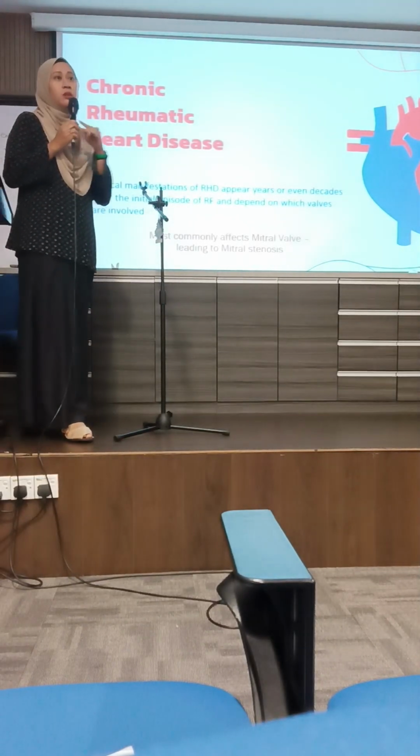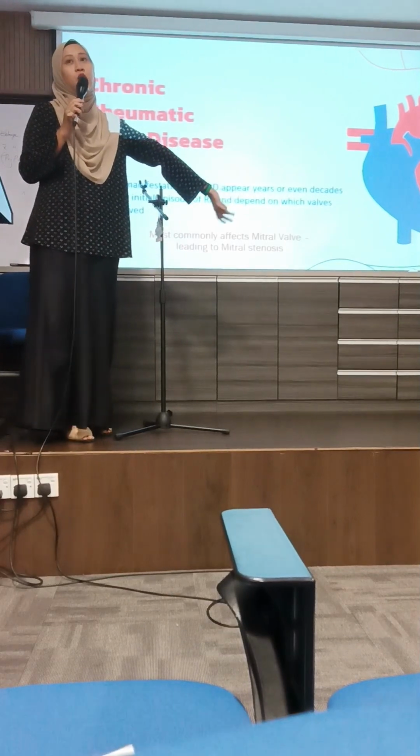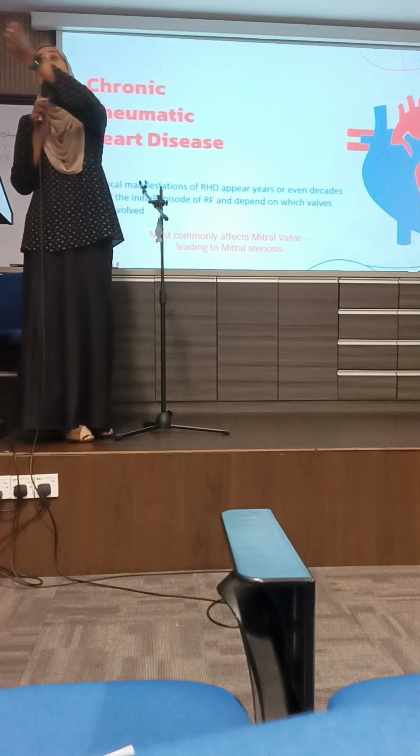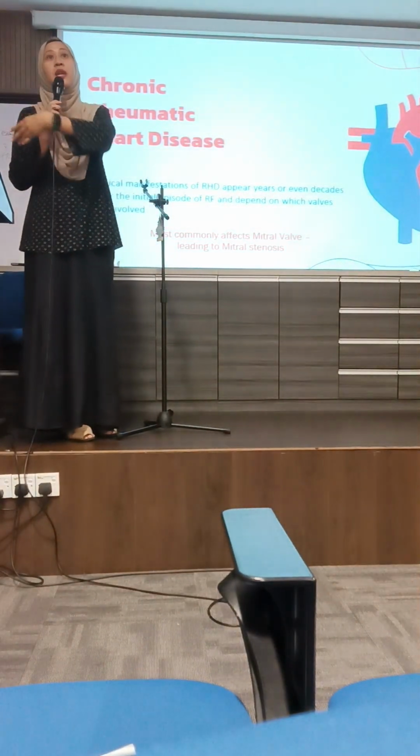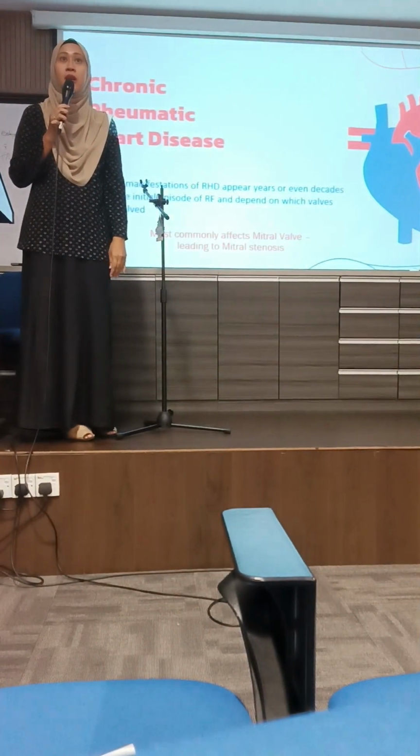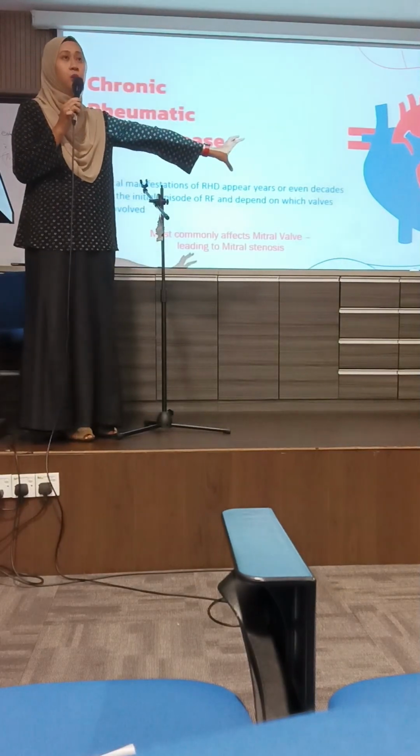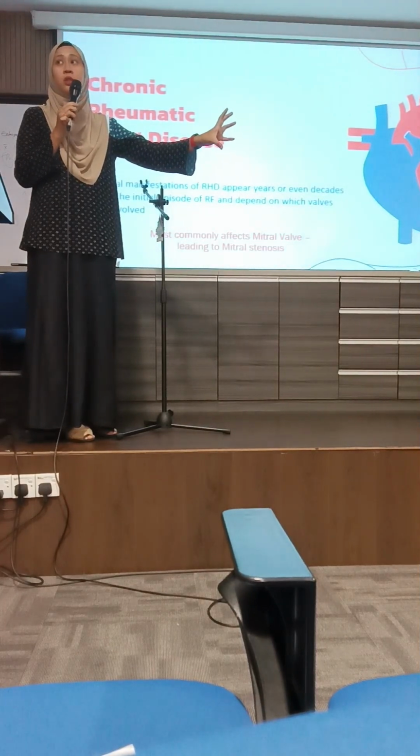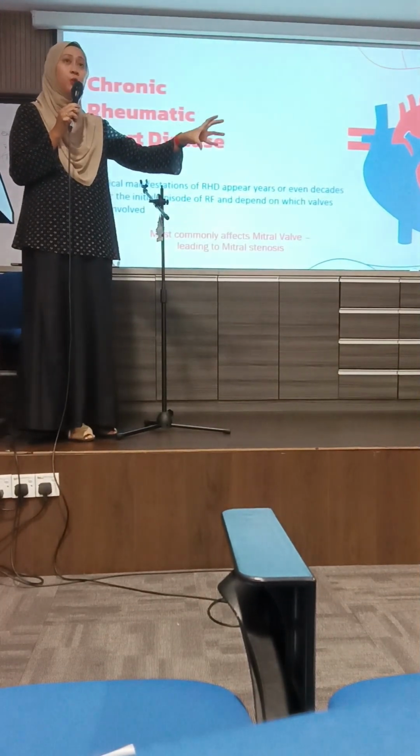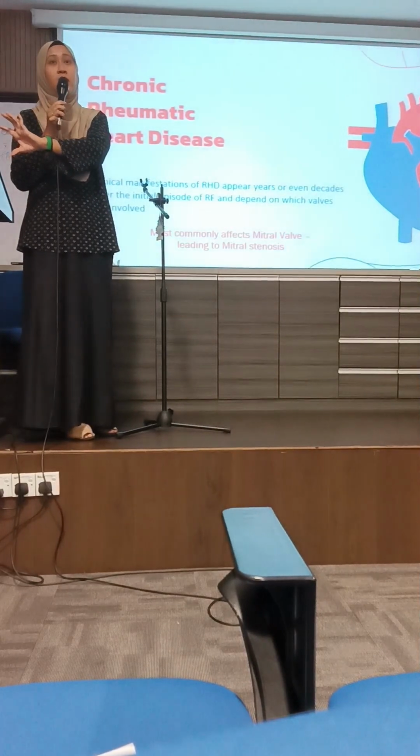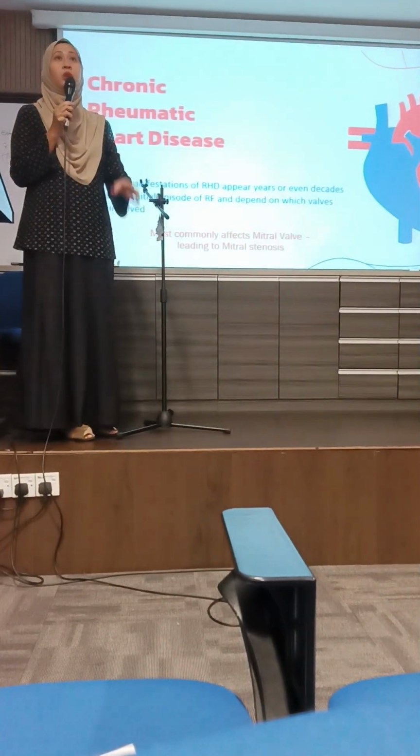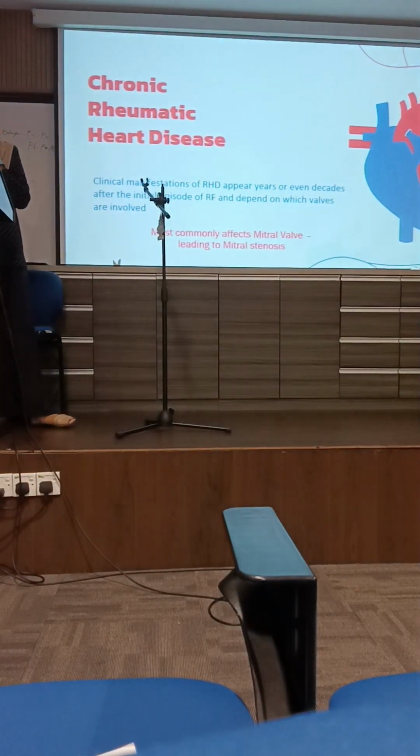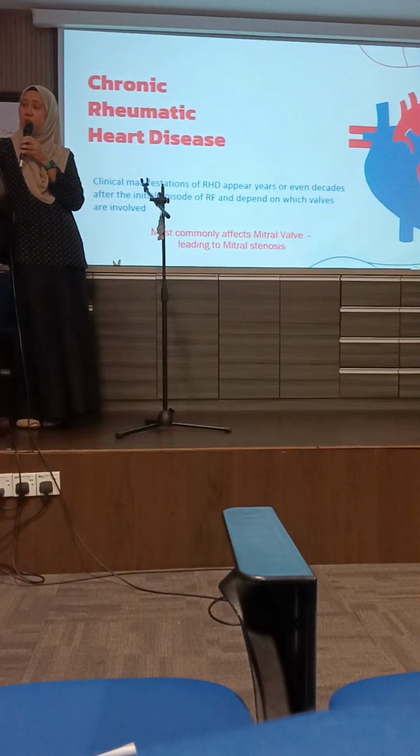So, a patient gets a throat infection, 2 weeks later gets acute rheumatic fever, and years and years later, they develop chronic rheumatic heart disease. Okay? But not everybody who gets a strep throat will get acute rheumatic fever, right? And not everybody who gets acute rheumatic fever will develop chronic rheumatic heart disease. Okay? So the incidence is, I don't remember actually, that's something you have to look up in the books.